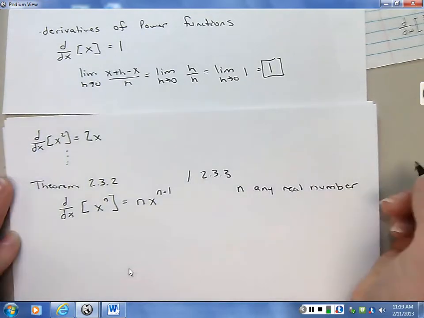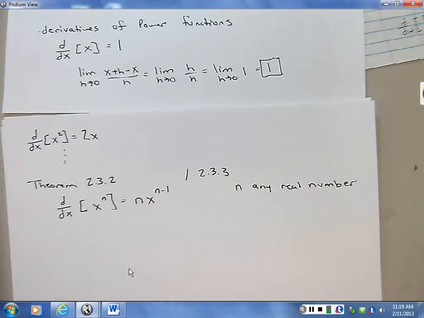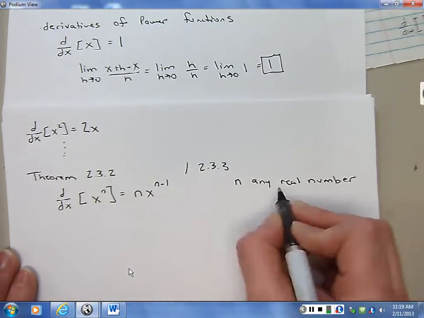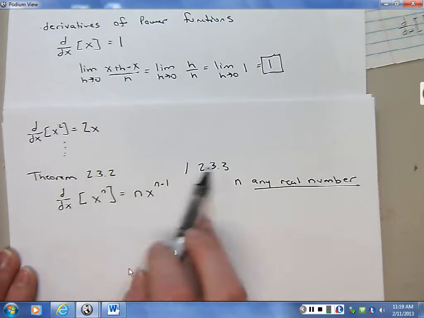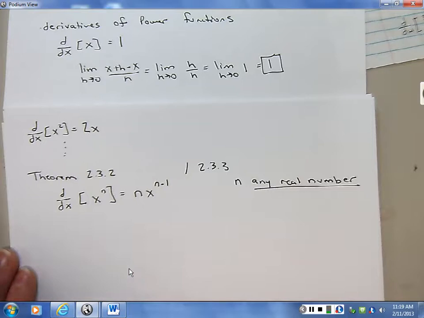So generally we think of n being an integer, right? We think like the derivative of x to the 5th is 5x to the 4th. But you can also do it with fractions, negative numbers, things like that, as long as n is any real number. So there's two theorems here. They both state the same thing. The first theorem proves it for n being an integer by using the binomial theorem.